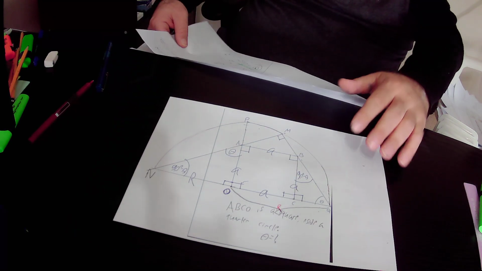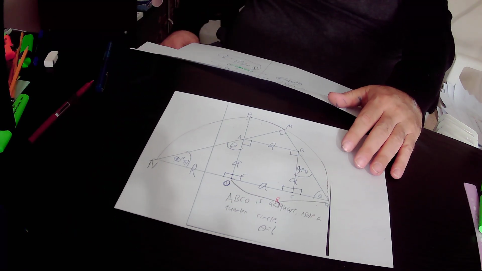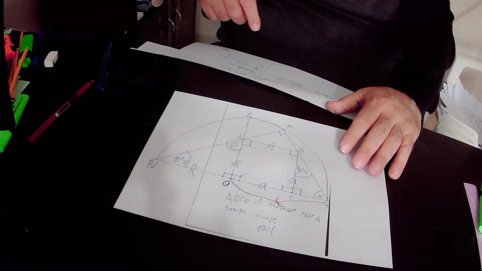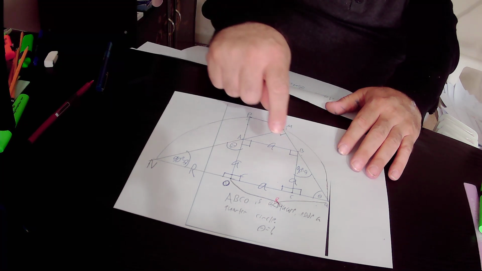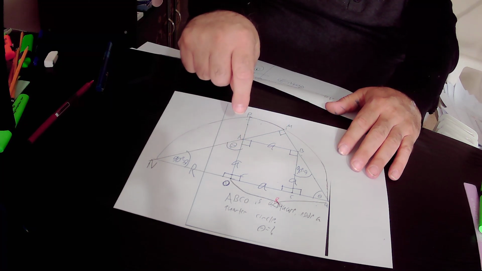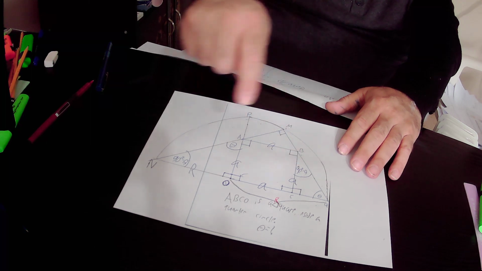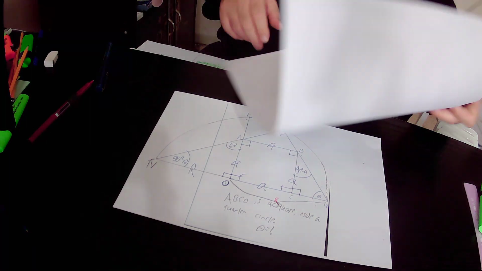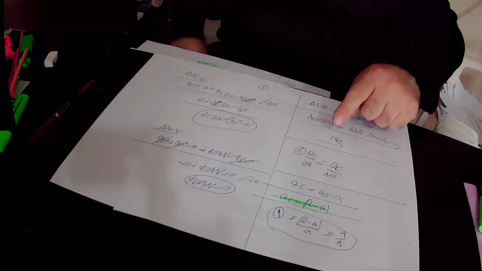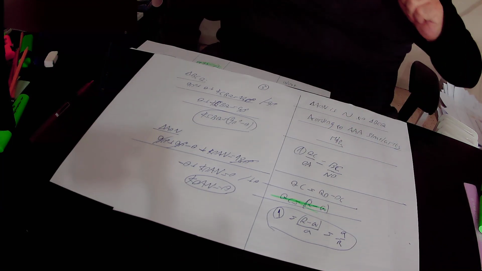And from the fact that those two triangles are similar to each other, we will conclude that the following relationship exists between their sides. That is to say, we will conclude that QC over OA equals BC over ON. I'll repeat again. QC over OA equals BC over ON.